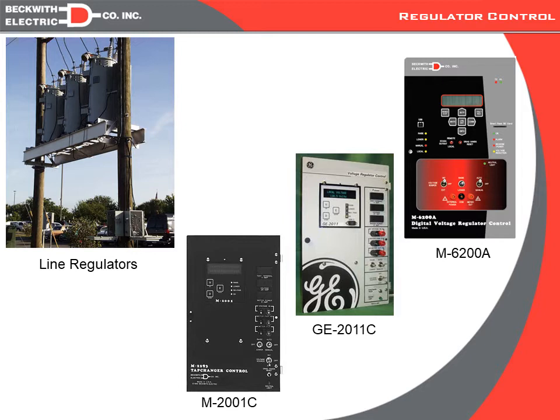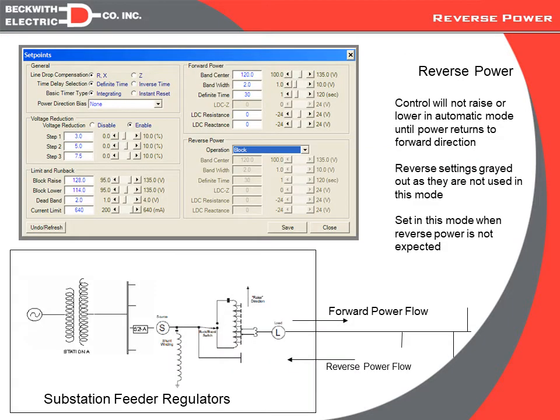So the M-6200A should be used for single-phase regulators only, while the 2001 series platform should still be used for load tap changing transformers. But on to reverse power, which is the subject of this particular session.